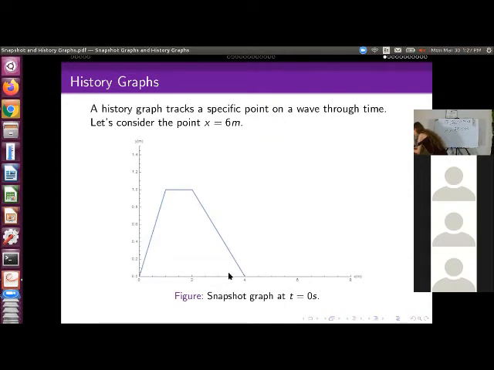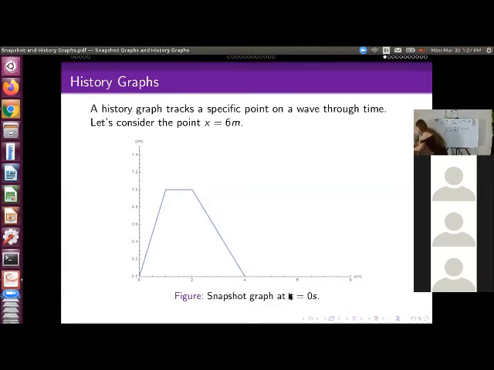So we're going to pick the point x equals 6 meters, but we could pick 8 meters, we could pick 4, we could pick anywhere in between. So I'm just going to pick 6 meters. And we're going to start at 0 seconds. So this is the snapshot we had at t equals 0 seconds from before.